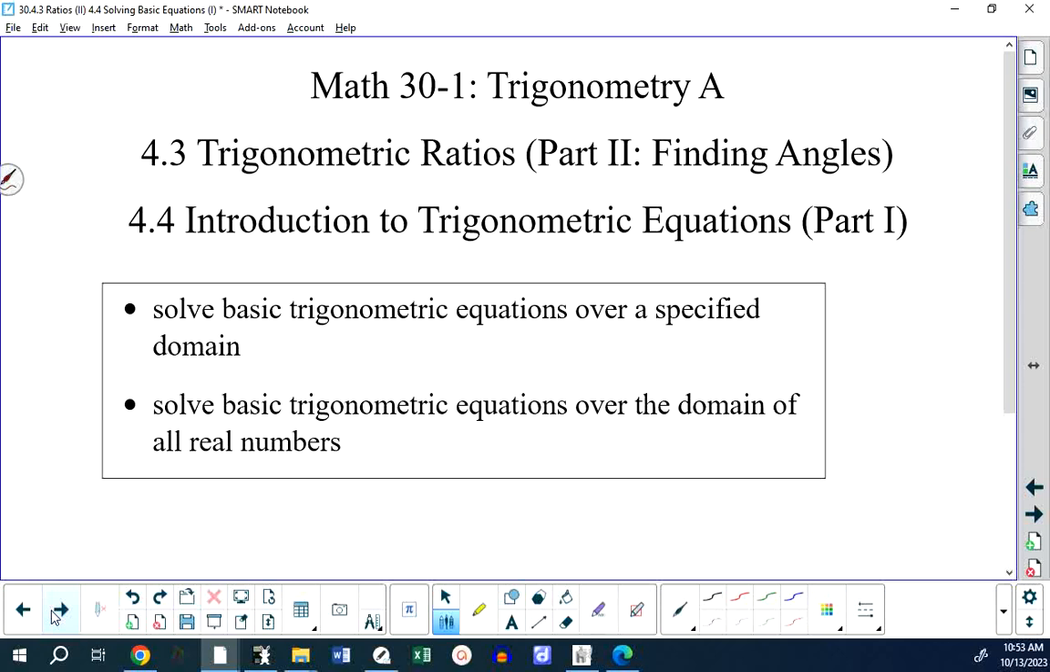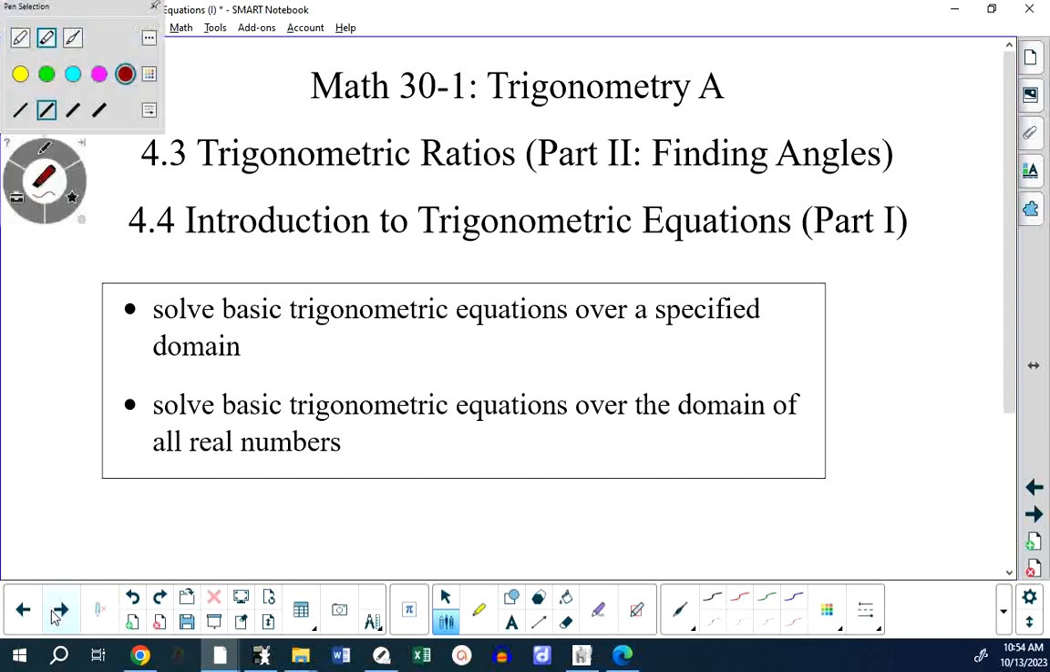You will notice that I've arranged this so that this is the second part of section 4.3 in your textbook, and it's the first part of section 4.4. It's treated differently in 4.3 and 4.4, but what we learn at the end of section 4.3 is the same thing that is taught at the beginning of 4.4. They're the exact same types of questions. And what we're doing here, everybody, today is solving basic trigonometric equations.